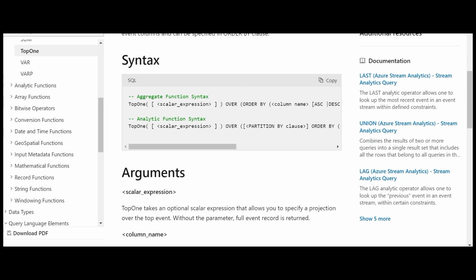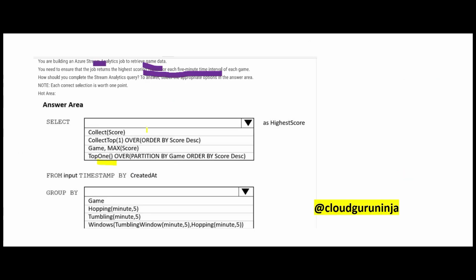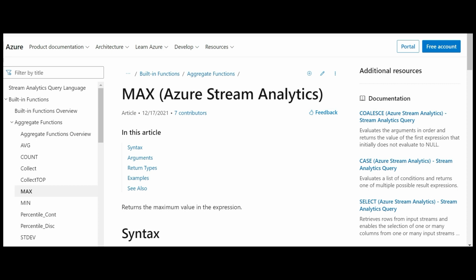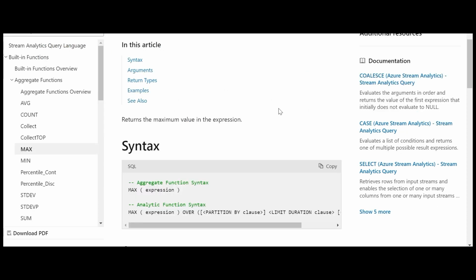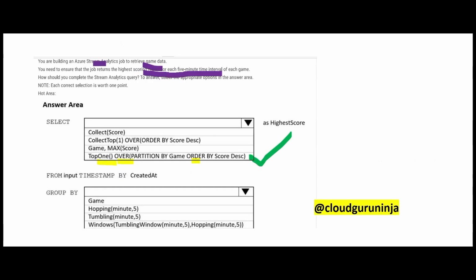They use OVER, ORDER BY, column, and so on. So we have OVER, ORDER BY, etc. This is our answer because this is exactly meant for this purpose. But let us look at other options which seem logical. What is MAX(score)? The MAX function just returns the maximum value in an expression. You give an expression, and it will tell you this is the maximum value. So you understood the difference.